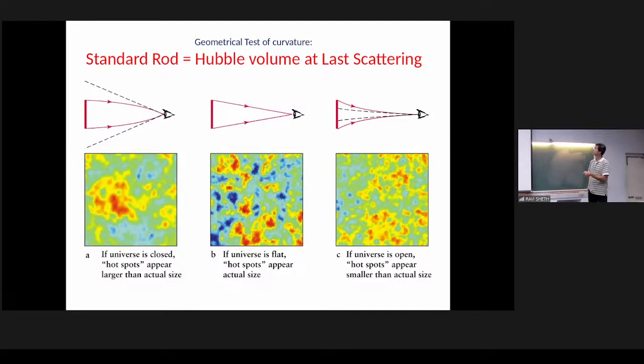Given a model for the universe, we know how far away the rod is from us. And so the curvature of the universe will determine whether the spots appear big or small. And that's the CNB probe of the geometry of the universe. Right? So this has been very useful in cosmology. And the question is, can we use it for more?